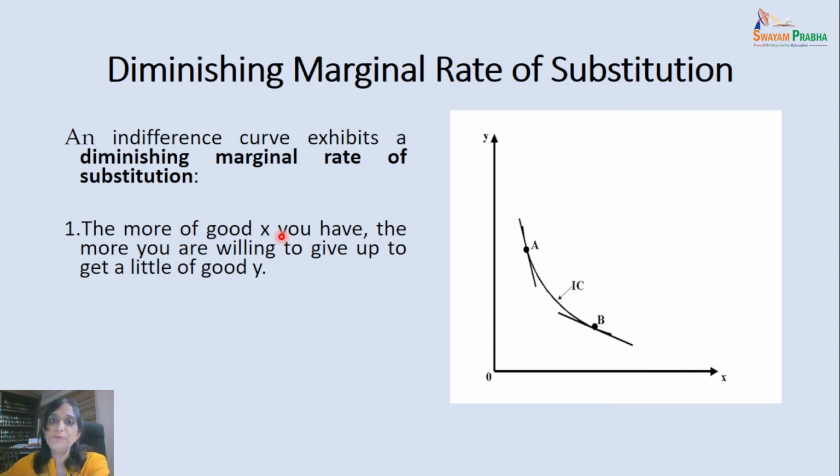Then from 2 pencils, now you go to 3 pencils. That is another combination available to you. As you move from 2 to 3, your erasers have started declining, whereas the units of pencils have started increasing. So with every extra increase in the number of pencils, your willingness to give away the erasers will keep on declining.